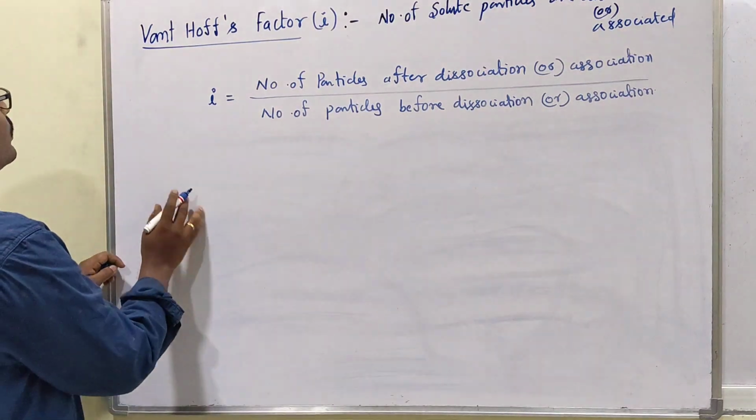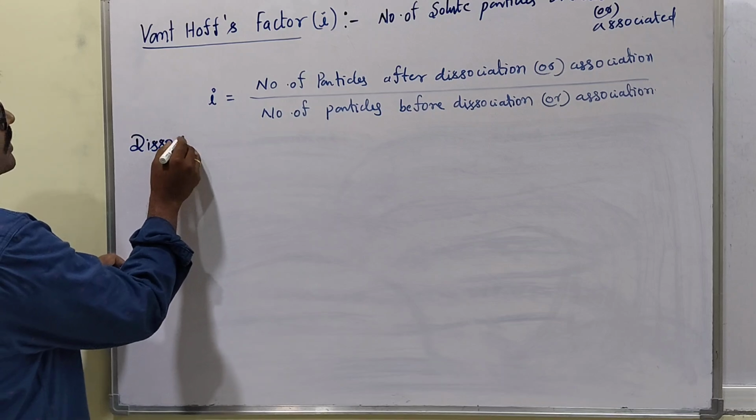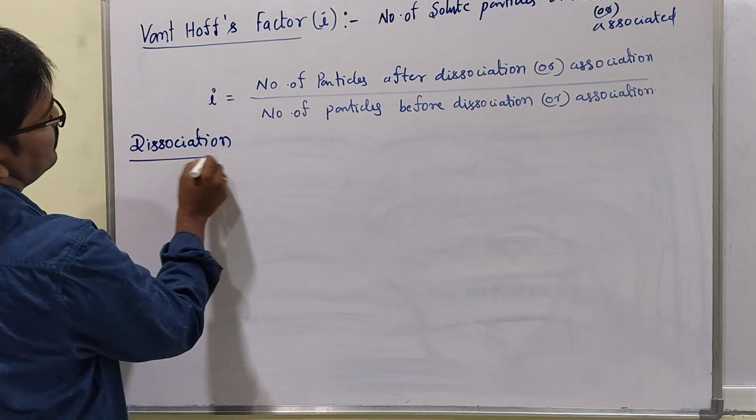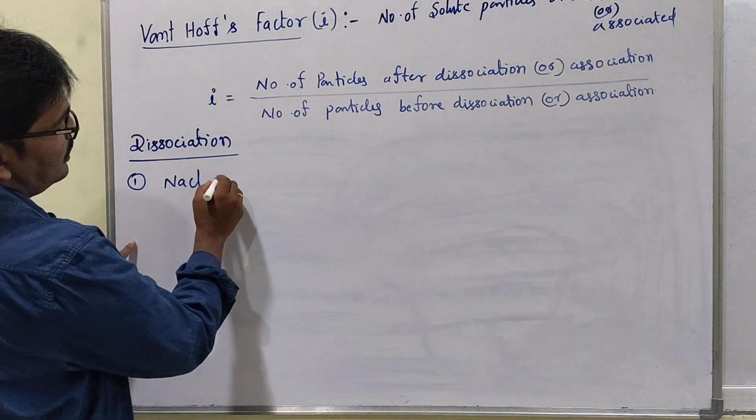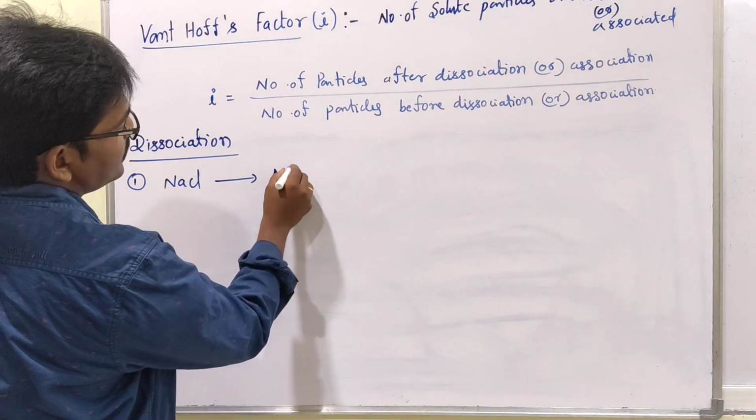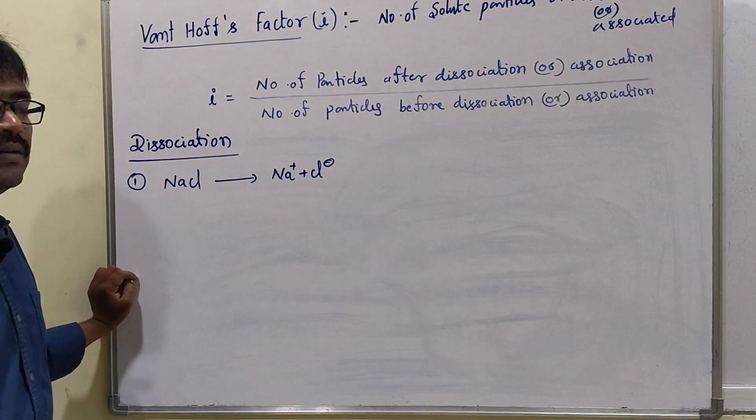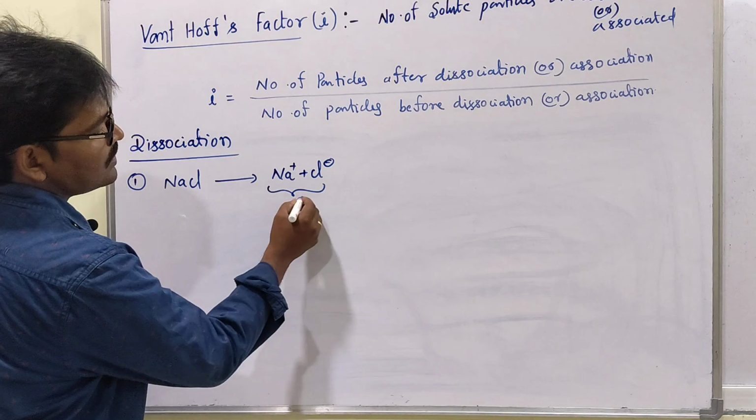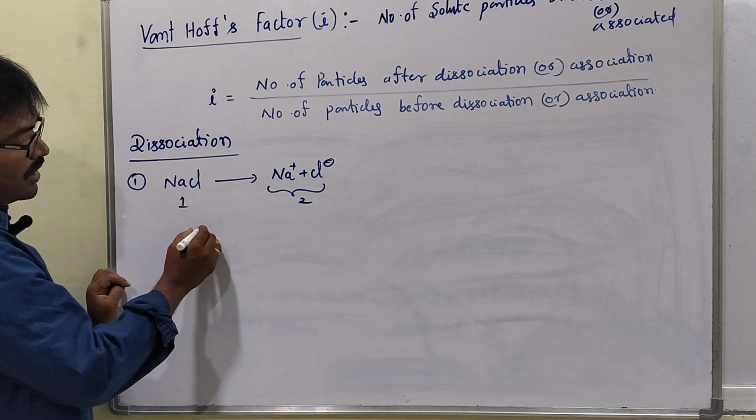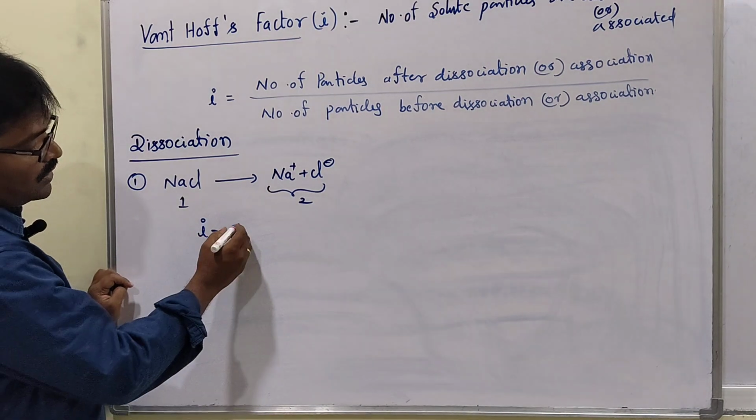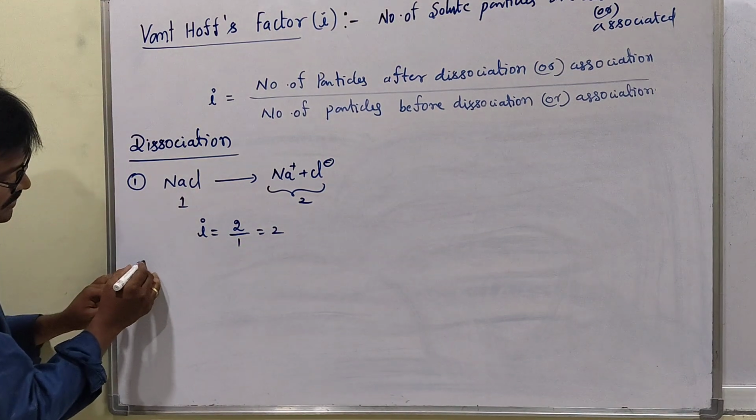For example, we are discussing dissociation first. Take NaCl, which dissociates into Na plus and Cl minus. Here there are 2 particles, and before dissociation there is only one particle. So the Van't Hoff factor i equals 2 divided by 1, which is 2.